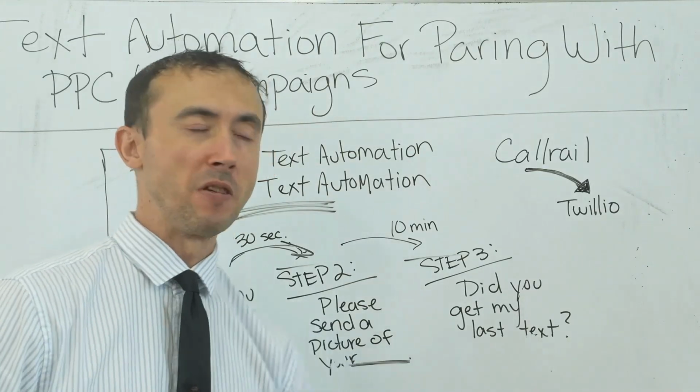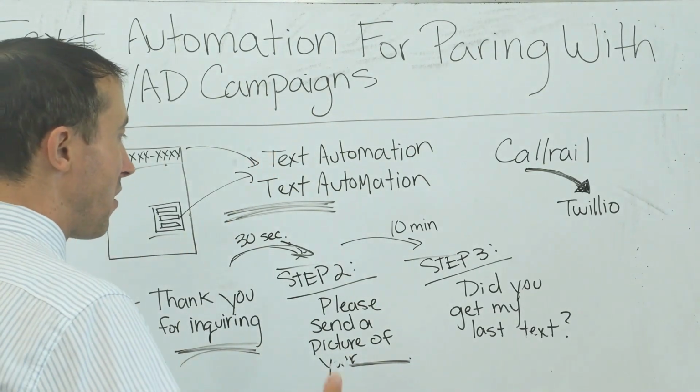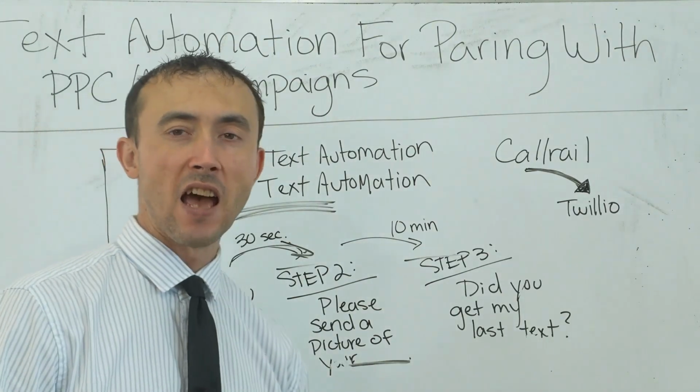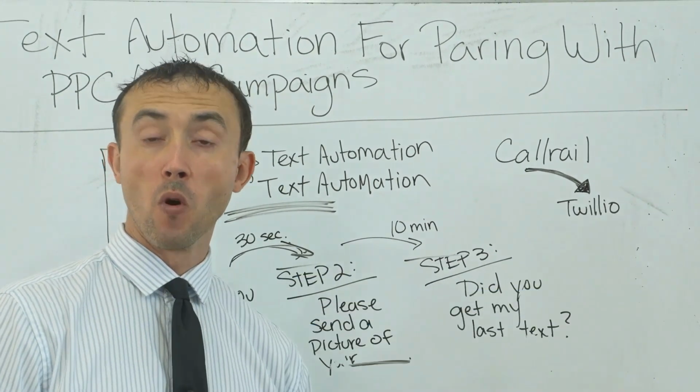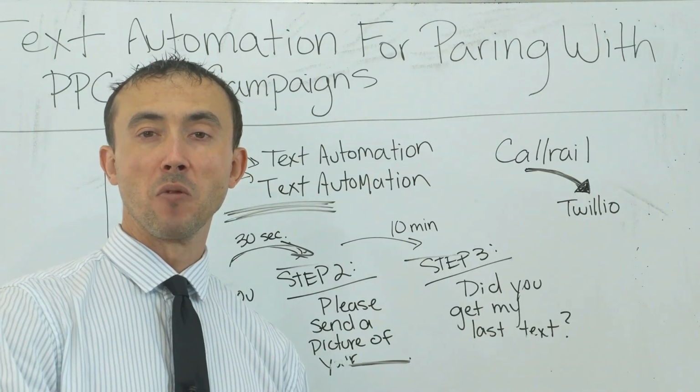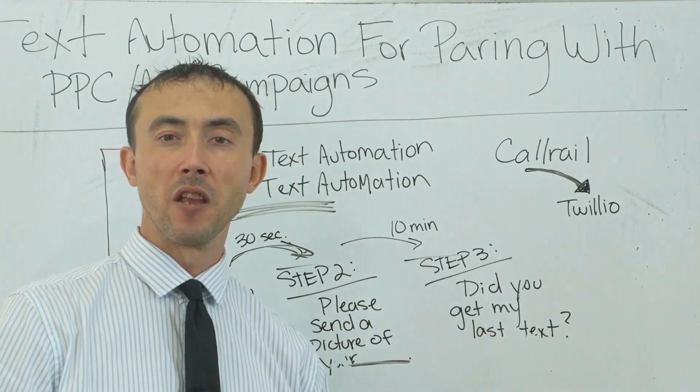We'll just state the obvious. But if it's real people with real demand, you can expect those kind of numbers, which are fantastic. I mean, that's going to maximize the value of every lead that you get. Therefore, you can pay more per lead from your ad campaigns than you did before, which allows you to scale your ads more than you had before.